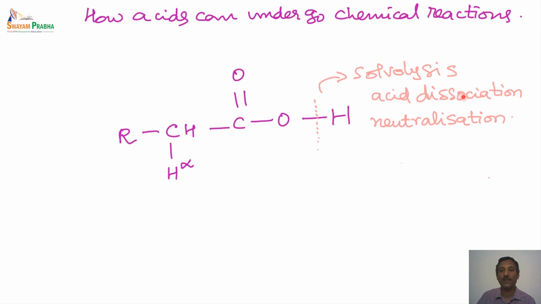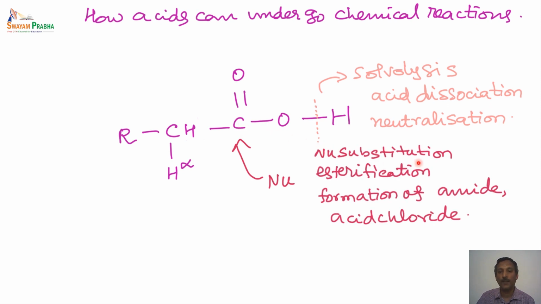So that is the acid dissociation reaction. These are the two reactions which can be obtained by the breakage of the OH bond. The next one is, here oxygen is electronegative in nature, so this bond is polarized towards oxygen. So this carbon becomes electron deficient, and any nucleophile can attack this particular carbon. That is what a nucleophilic substitution reaction is.